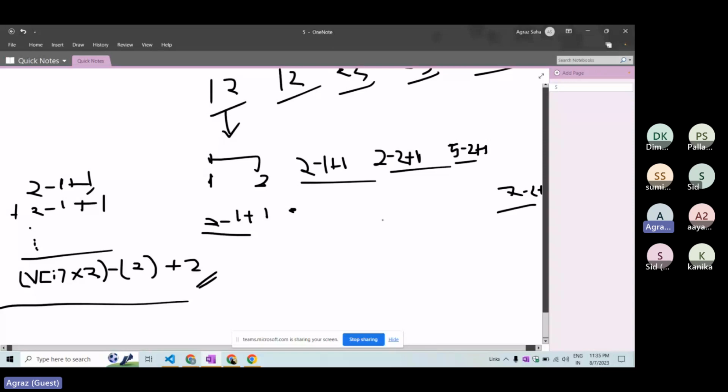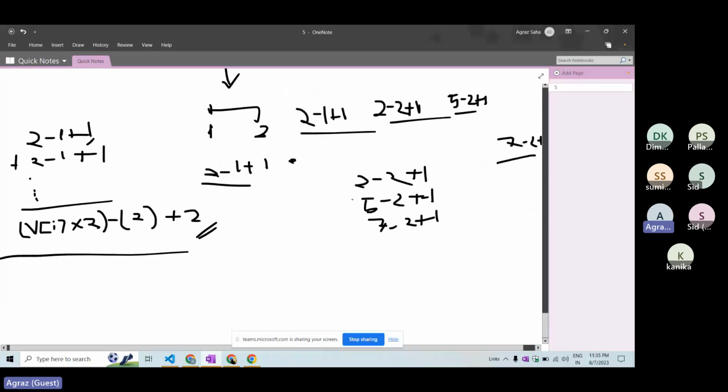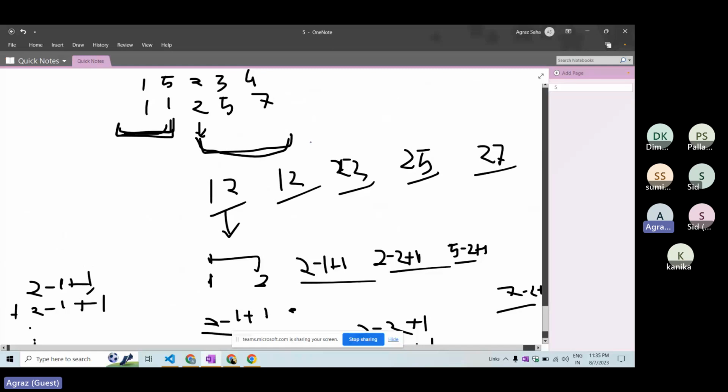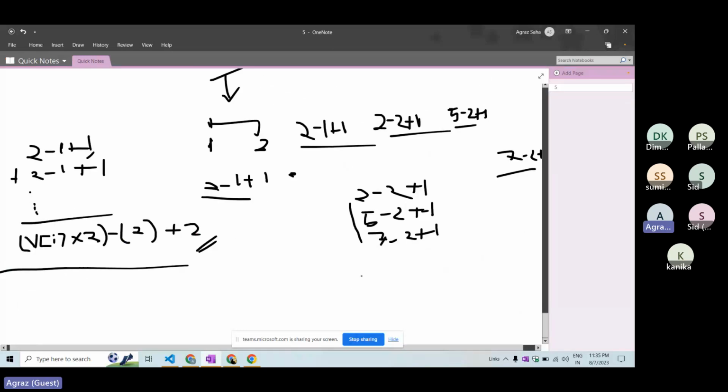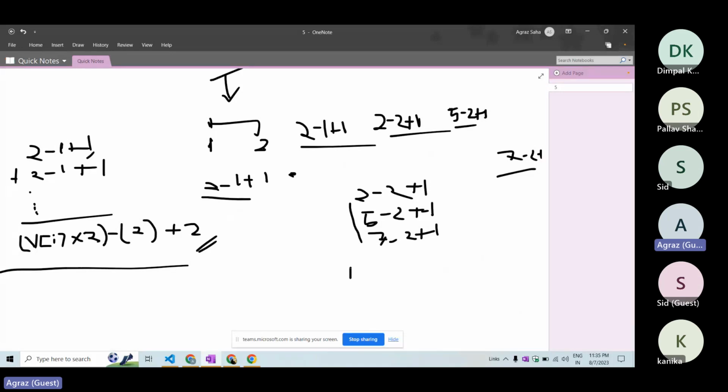For the right part, of course, let's see. It is 2 minus 2 plus 1, 5 minus 2 plus 1, and 7 minus 2 plus 1. Okay, so 2 plus 5 plus 7 is the right sum. See, 2 plus 5 plus 7 is the right sum. So I can completely state it here, right? This is the right sum.